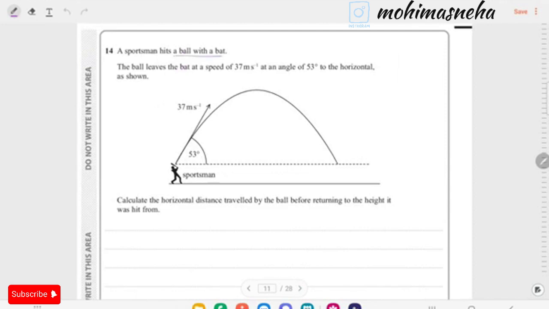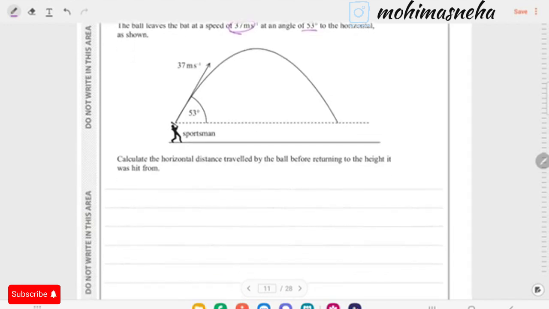A sportsman hits a ball with a bat. The ball leaves the bat at a speed of 37 at an angle of 53 degrees with the horizontal. So this is the u speed, and we need to calculate the distance traveled by that ball before returning to the height it was hit from. As we can see, if it returns to the height it was hit from, that means the vertical distance over here was obviously zero.